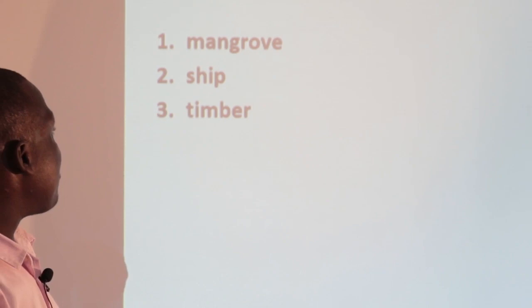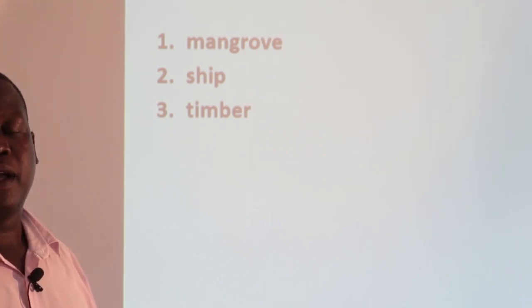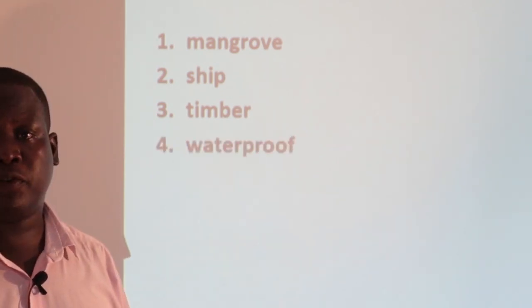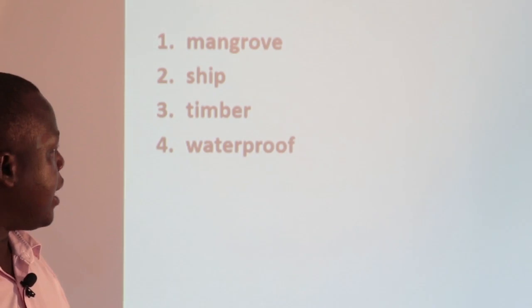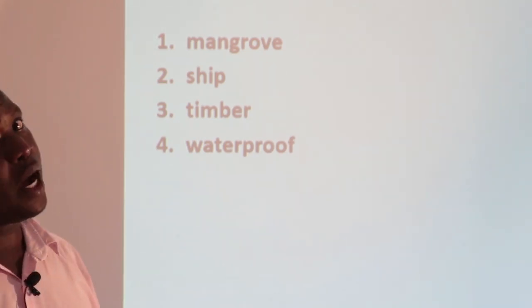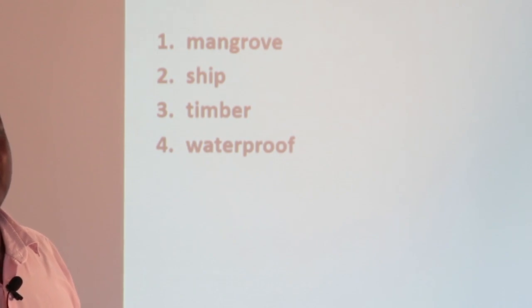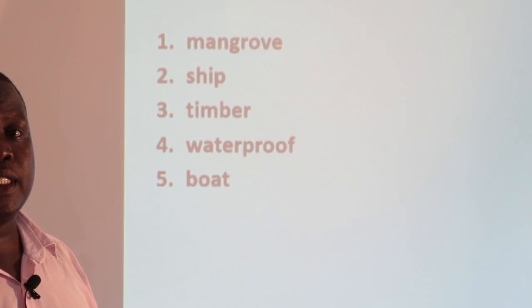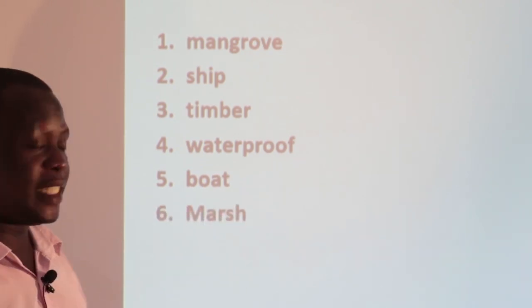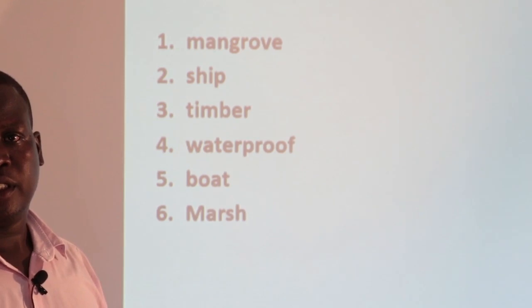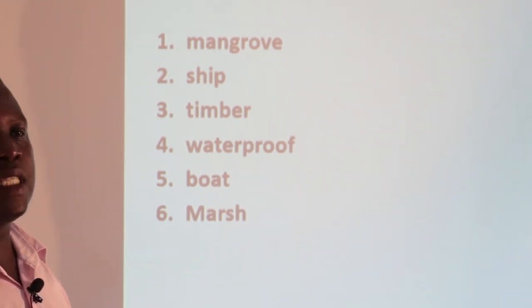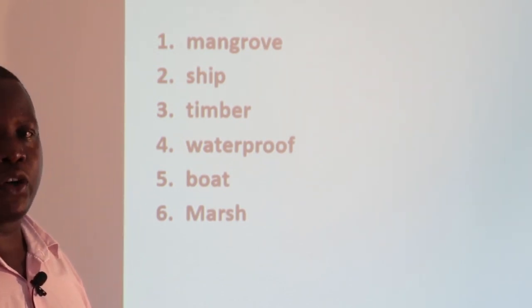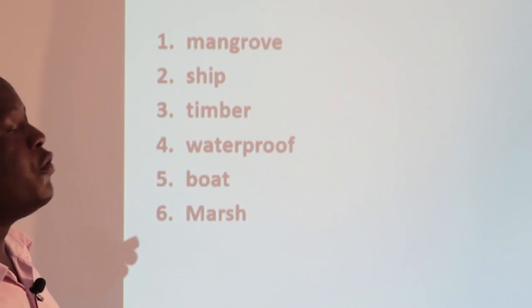Word number 3, we have timber, as you see. That's our word number 4, correctly. Word number 5 is waterproof. Remember, it is one word. If you have put a space there, then definitely correct it. Then word number 5 is boat. Then word number 6 is marsh. Thank you for that correction. Award yourself 6 marks if you have got all. And if you have not got all, please make a good correction and we move ahead.